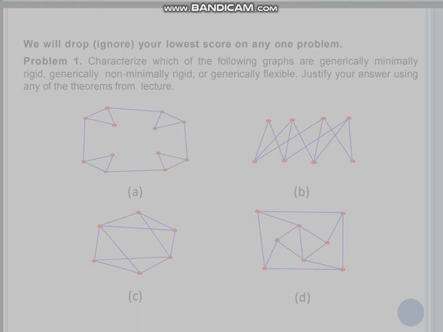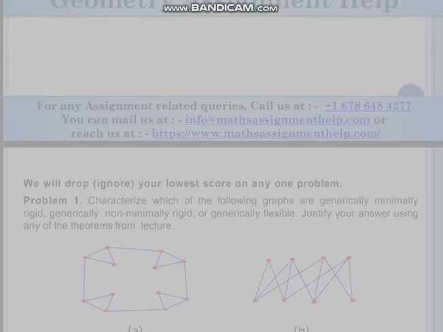Geometry Assignment Help. We will drop, ignore, your lowest score on any one problem. Problem 1. Characterize which of the following graphs are generically minimally rigid, generically non-minimally rigid, or generically flexible. Justify your answer using any of the theorems from lecture.